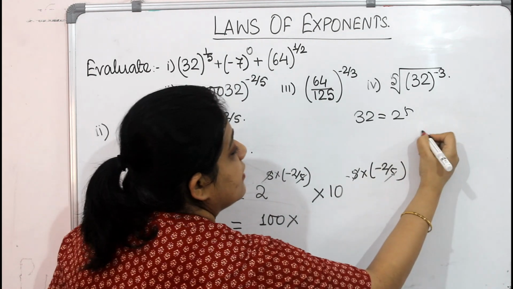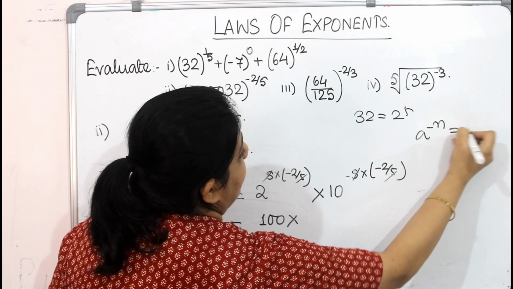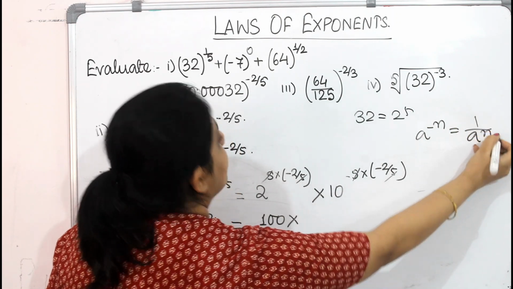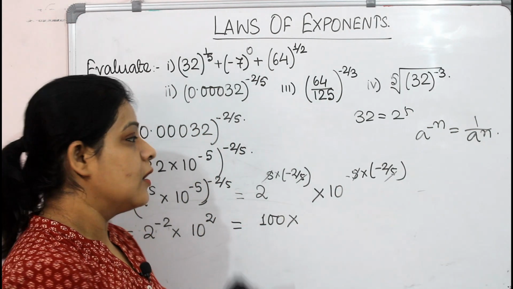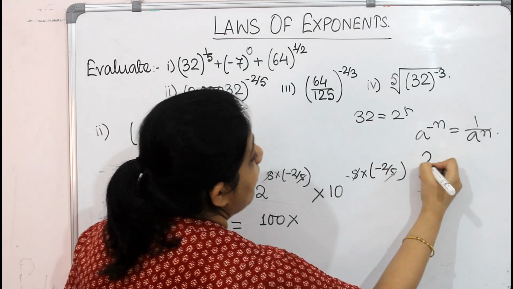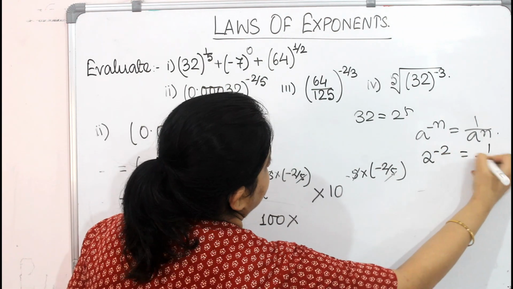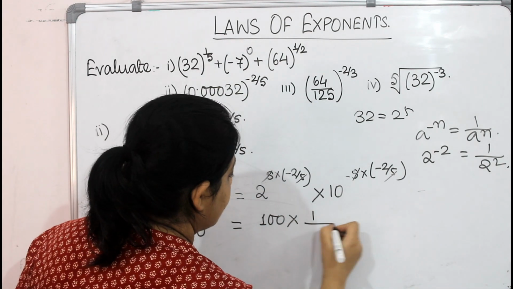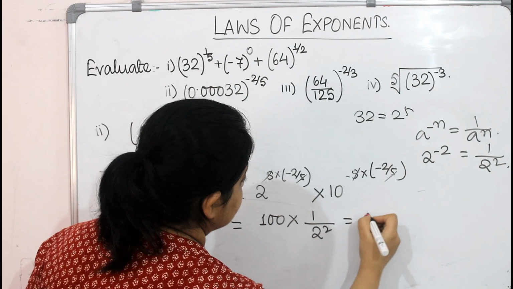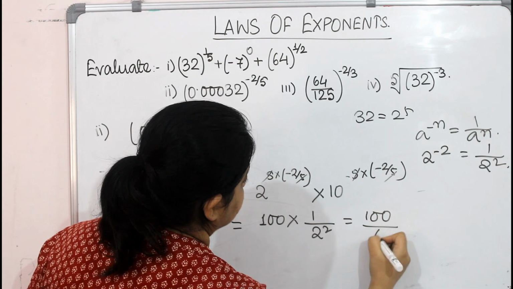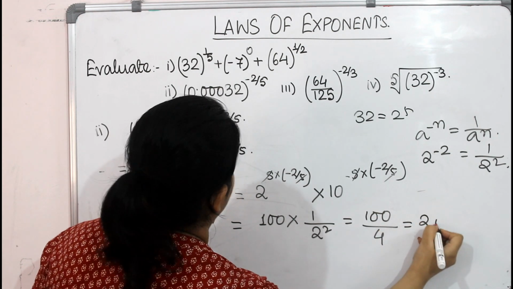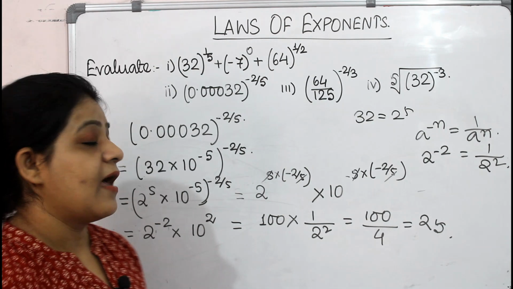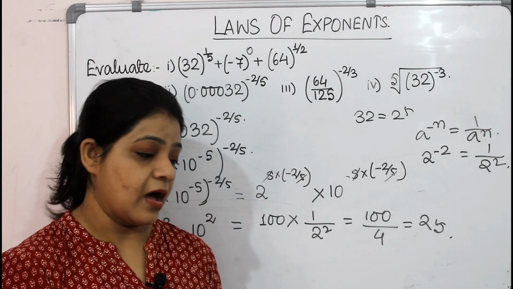That is, if a to the power of minus n, you can write it as 1 by a to the power of n. So similarly, 2 to the power of minus 2, I can write it as 1 by 2 square. So here we will do 1 by 2 square. That is 100 divided by 4. That is, you are getting 25 as the final answer.